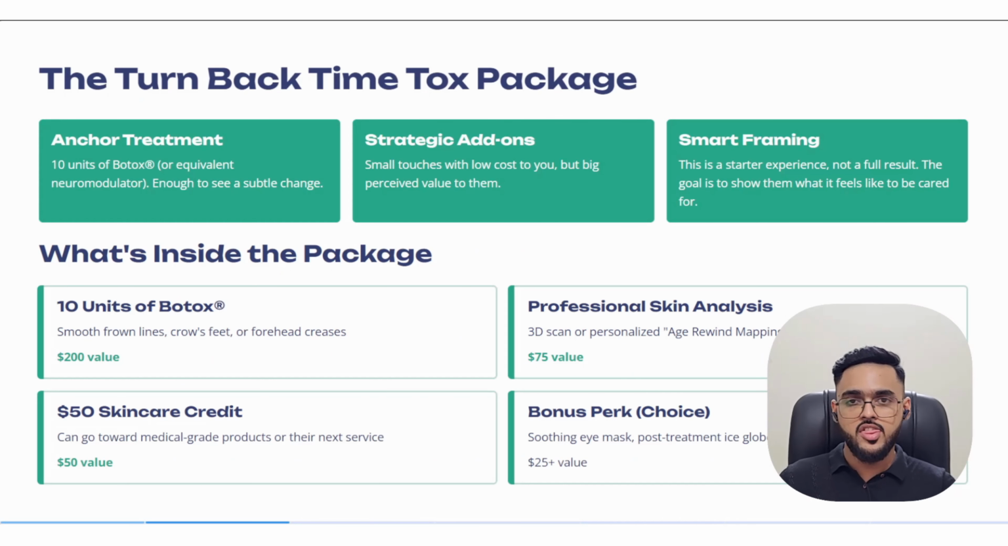So here's the proven package we recommend. Now you can change this up, like taking.